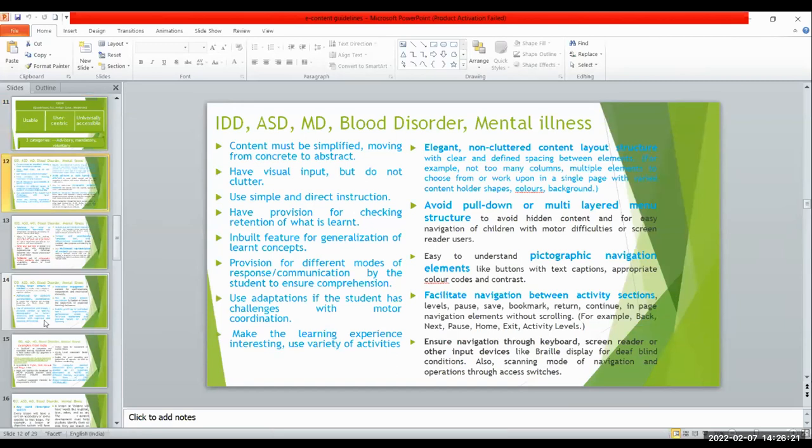And now the slide that is available in front of you talks about IDD, ASD, MD, blood disorder, and mental illness. Let's keep our focus on this slide for a moment. Yes. Can anyone write in the chat box what could be IDD? From which my slide is starting. What is IDD? Or maybe ASD?